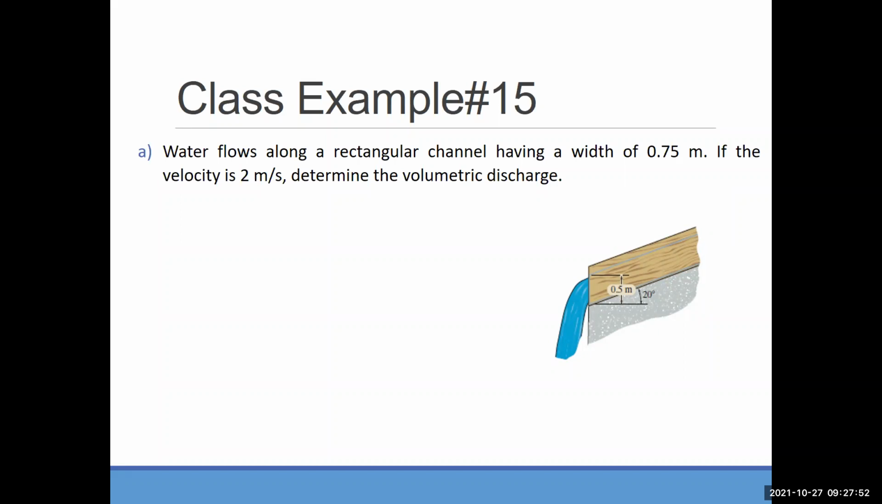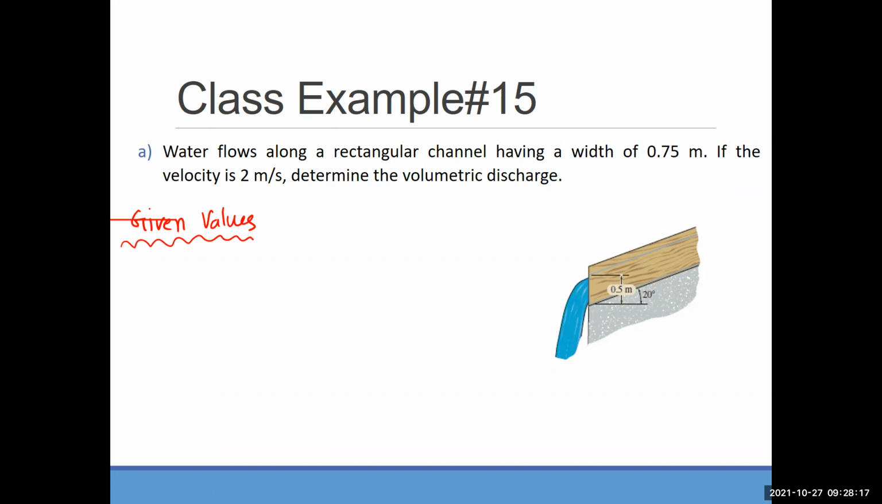Can anyone read 15A? And I will write down the given values and what values we need to find. Water flows along a rectangular channel having a width of 0.75 meters. The velocity is 2 meters per second. Determine the volumetric flow rate. Thank you very much.